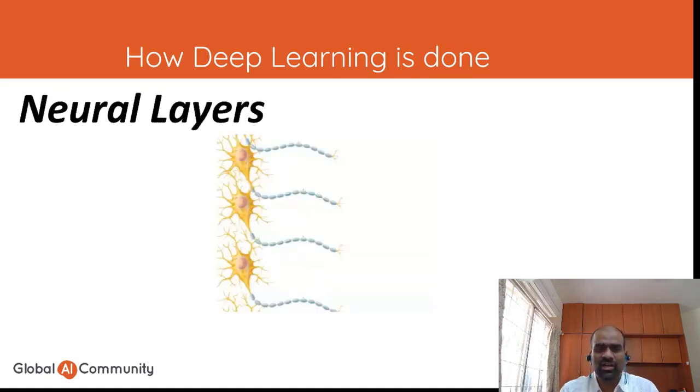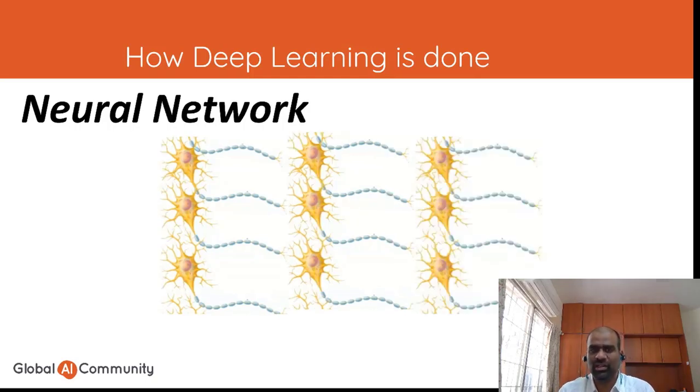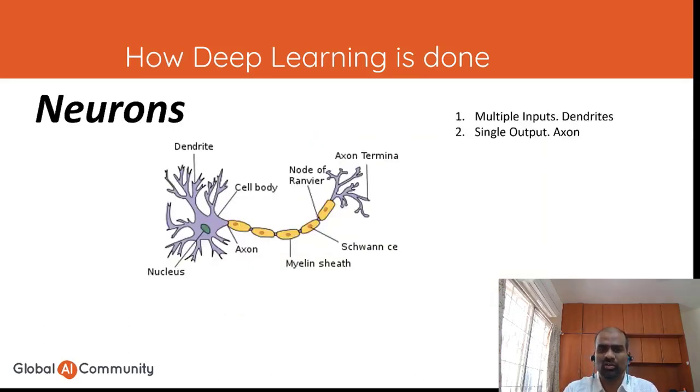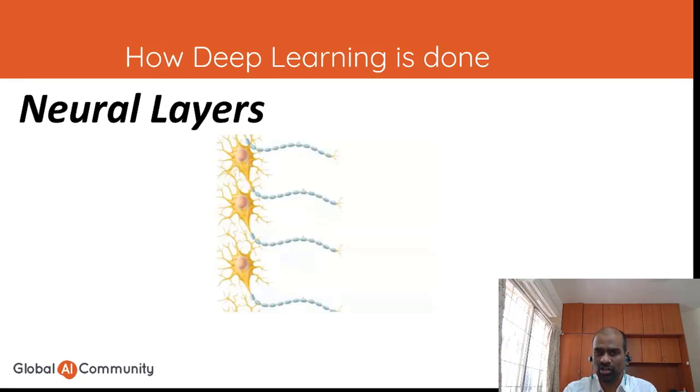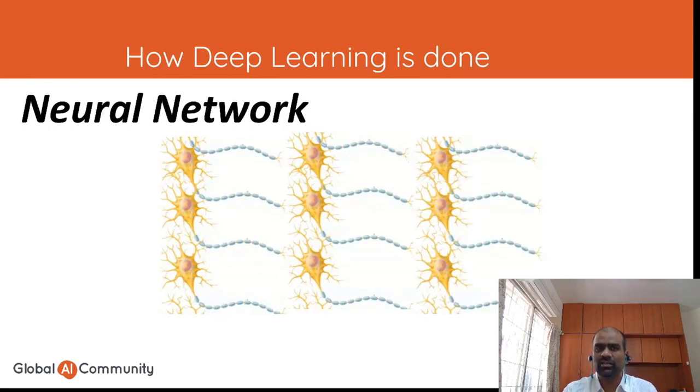Neural layers are multiple neurons stacked or connected to each other. And neural networks, which you normally hear about, are layers connected horizontally. Multiple layers are what they call hidden layers. Let's not get into that, we'll come back to it. So neurons take multiple inputs and give you an output. Neural layers are connected neurons. Neural networks are connected layers.